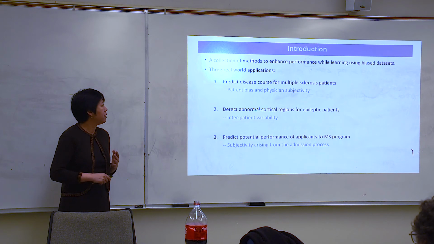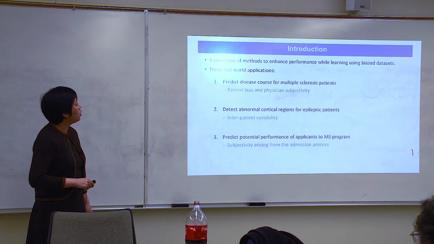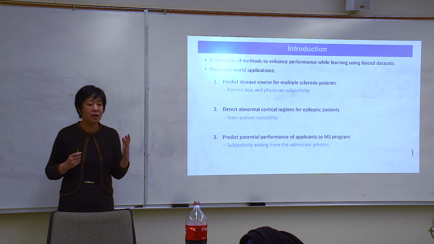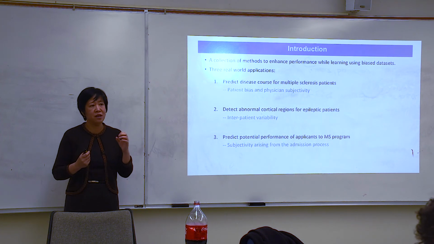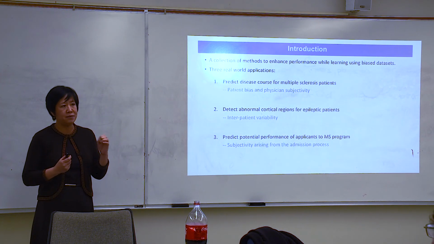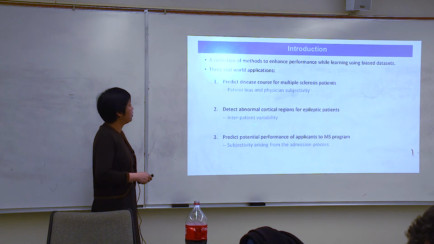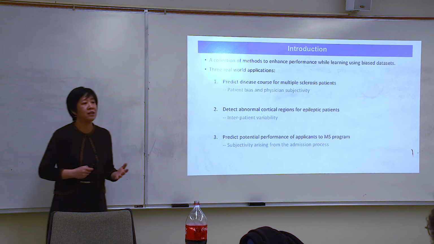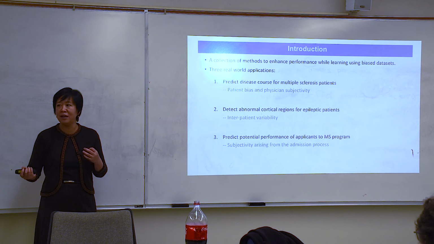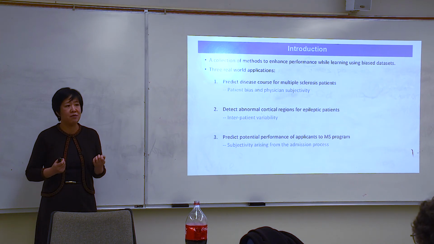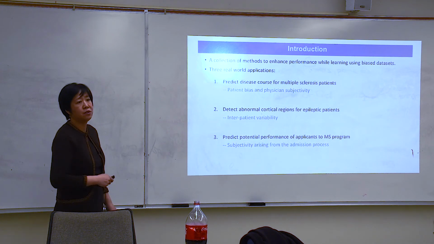The second one is to detect abnormal cortical regions for epileptic patients. This is in collaboration with NYU's medical school. We take patients' 3D MRI scans and try to find the lesional areas for epileptic patients. Here, the bias is really that everybody's brain is different because of our educational background; some people are left-handed, some people are right-handed. So the brain structure is not the same for everyone. This is the bias we're trying to address.